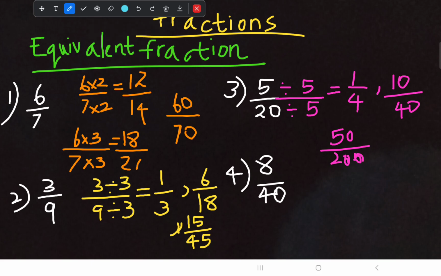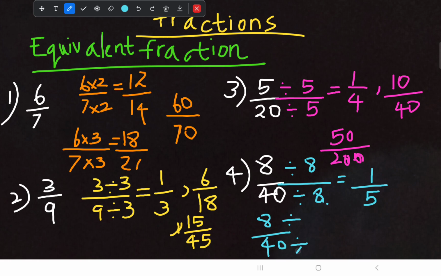For this case, I am going to divide and find all the equivalent fractions. I can divide both of these by the number 8. When I divide both by 8, 8 divided by 8 is 1, 40 divided by 8 is 5. Then further, for 8 and 40, I can divide both by the number 4. 8 divided by 4 will give you 2. 40 divided by 4 will give you 10.